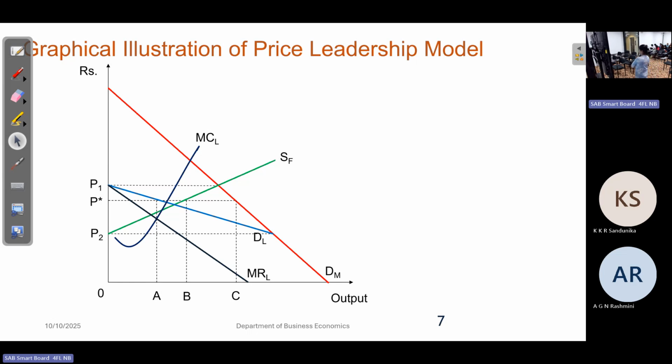Then the third point is the supply by the leader at P star, that is from B to C.